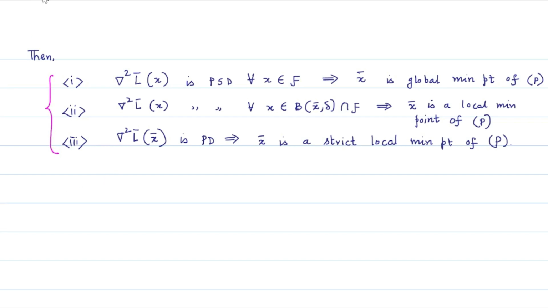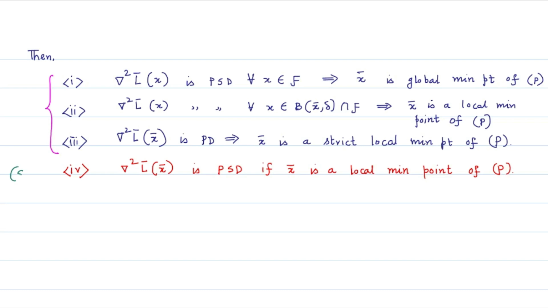And for a necessary optimality condition, we have that once the point x bar is a KKT point, we must have the Hessian of the restricted Lagrangian at the point x bar positive semi-definite, provided the point x bar is a local minimum point of the constrained problem. So here goes a second order necessary optimality condition for a constrained optimization problem, and here goes the second order sufficient optimality condition for a constrained optimization problem.